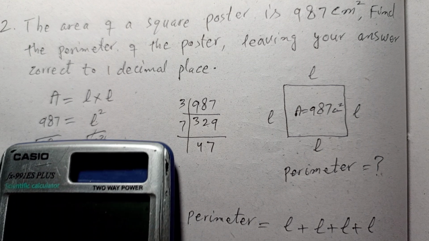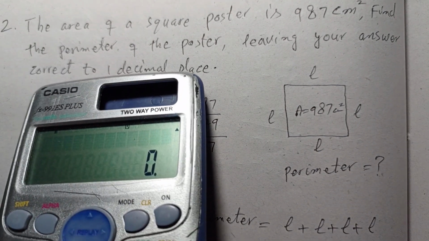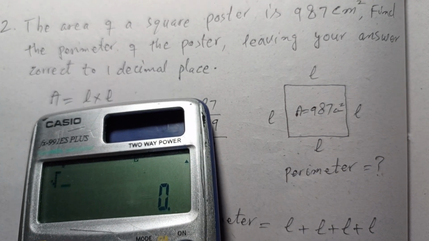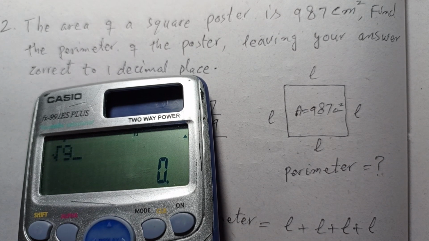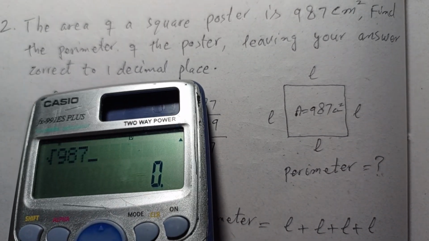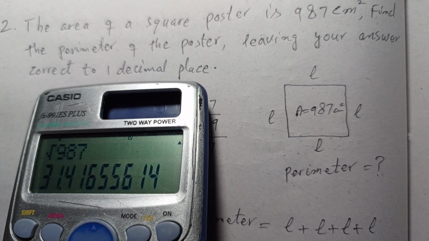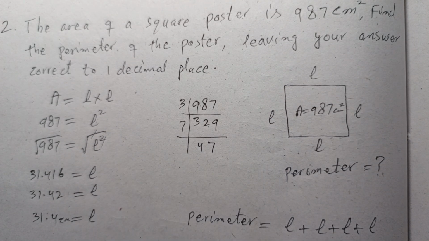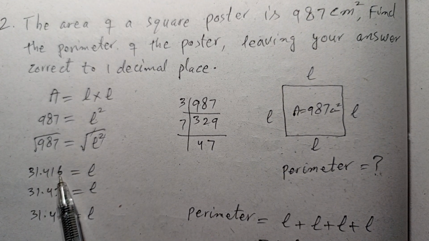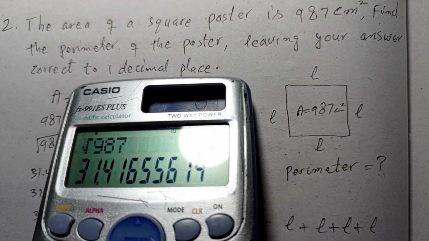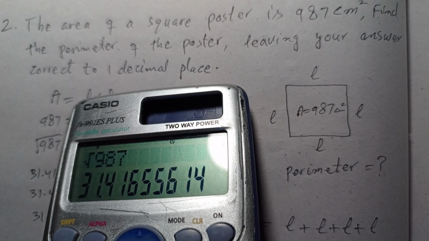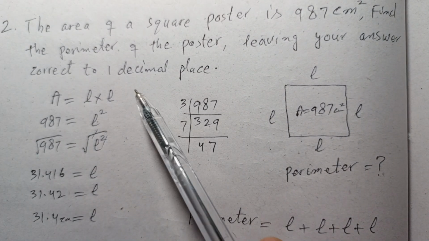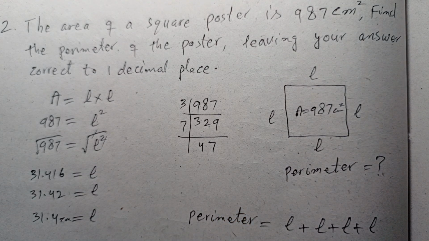Now we will find the square root by pressing the square root sign and then writing 987 under the square root sign and then pressing answer. You will get 31.416, and the number is much longer, but I have written it to some extent because he has asked us to find the number up to 1 decimal place.